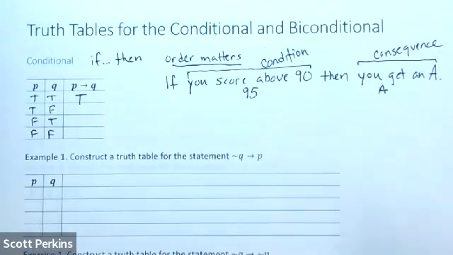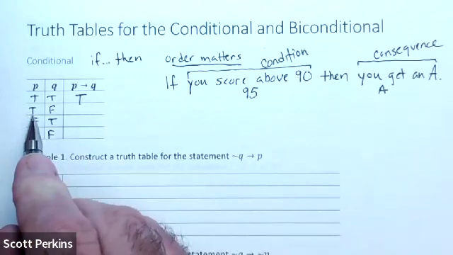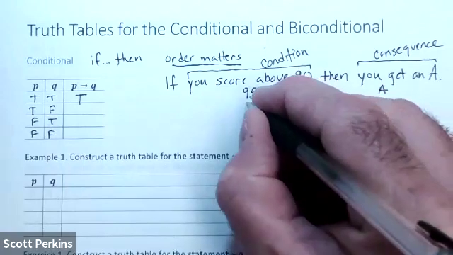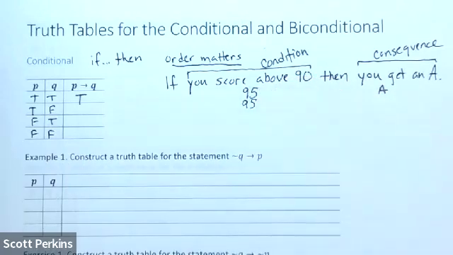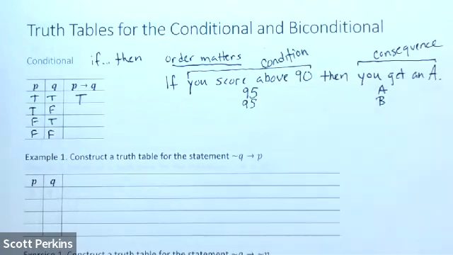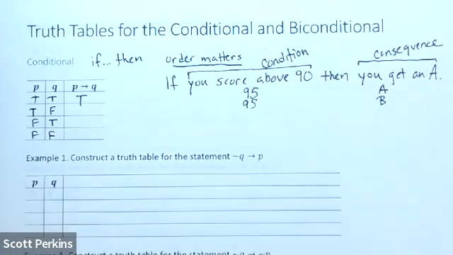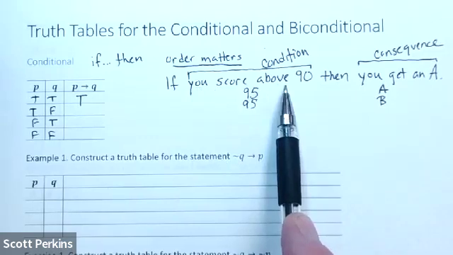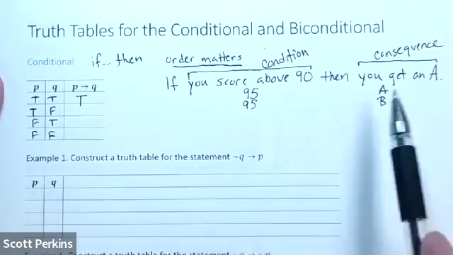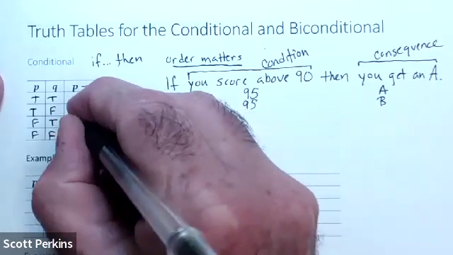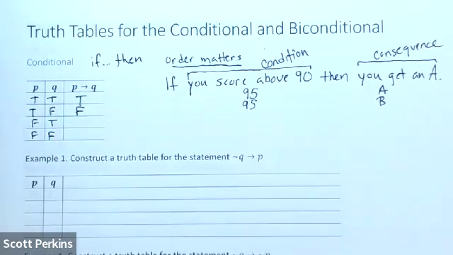So now this one, the next one, P is true, so the condition is true, the consequence is false. So what that means is you got a 95, that's true, right? It's above 90. But then when you go into your report card, you got a B. Did the statement function the way it was supposed to? No, because you met the condition, you scored above 90, but the output was not what it was supposed to be. You were supposed to get an A, you got a B. So that one's false. Are we tracking along so far?